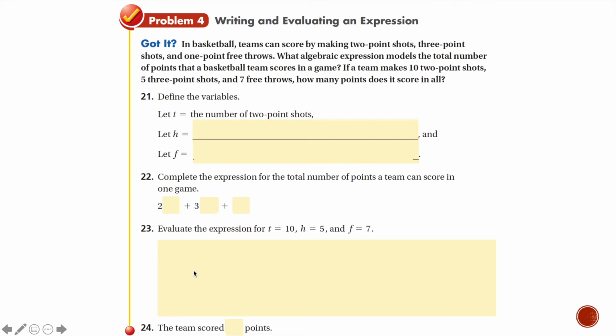We have to define the variables. The very first one that we have is let t equal the number of 2-point shots, which means that we're going to let h equal the number of 3-point shots, and let f equal the number of free throws.